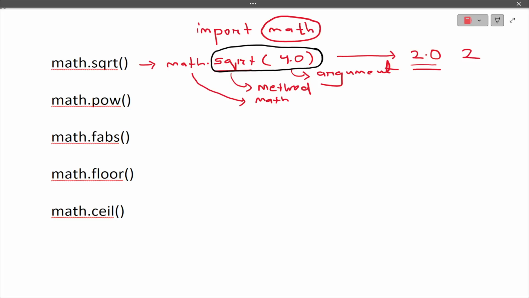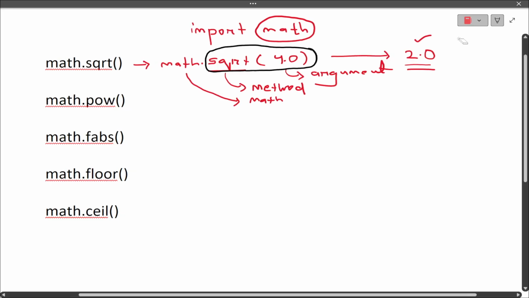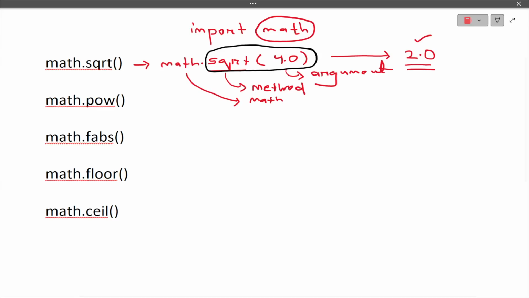So somebody will be saying the answer will be 2.0, somebody will be saying 2, and somebody will be saying either of them is true. So what's the correct answer? The correct answer is 2.0. Why? Because whenever we use math.sqrt, our return type is float. That means whenever you get a result, the data type of that particular return value is float.